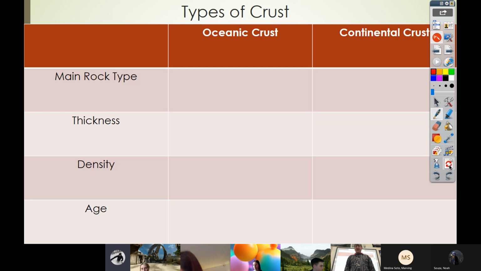Now, based on looking at our diagram, I'm going to ask Marisol to tell me what kind of rock is the ocean crust mostly made of? What kind of rock is the ocean crust made of, Marisol? It's on the diagram we just drew.